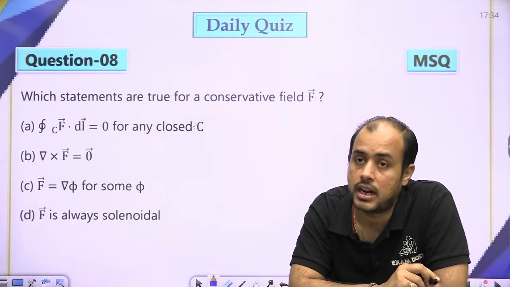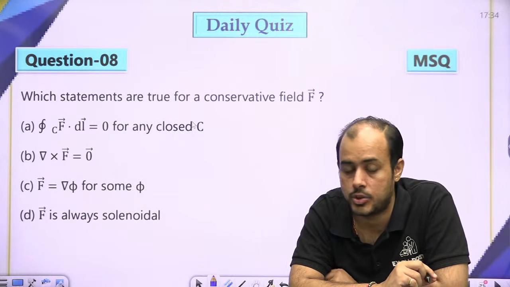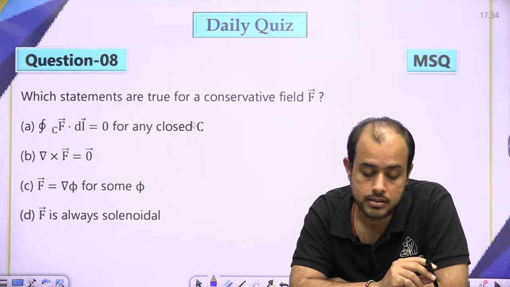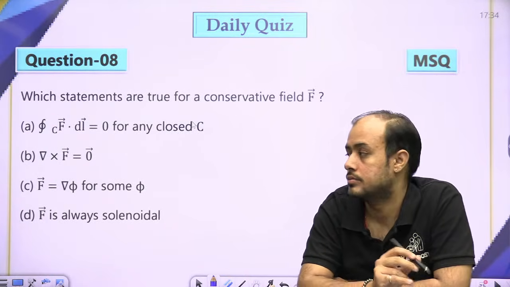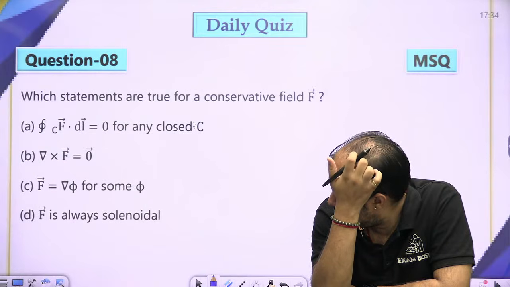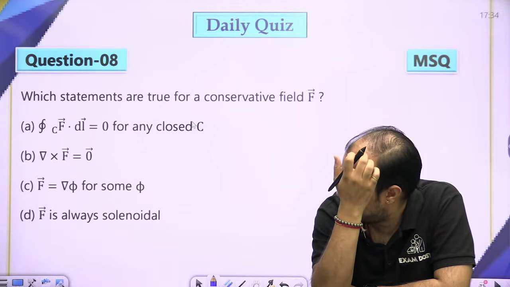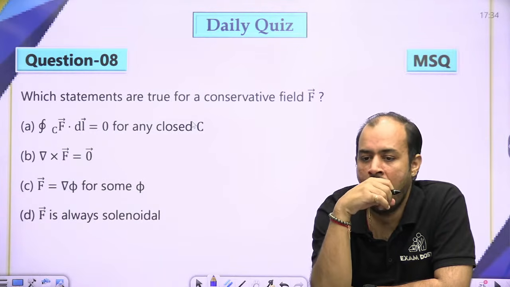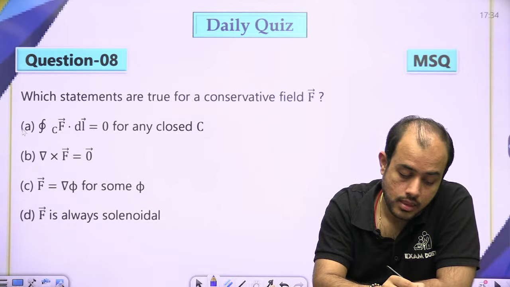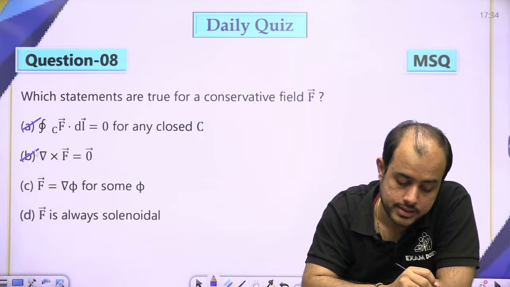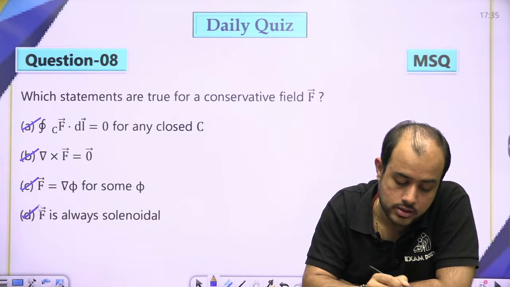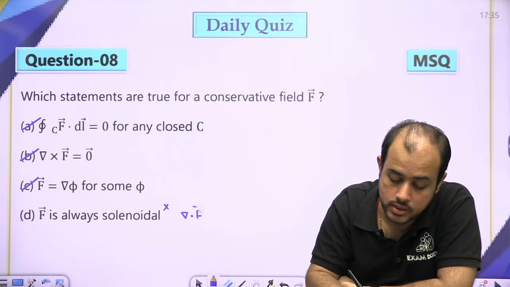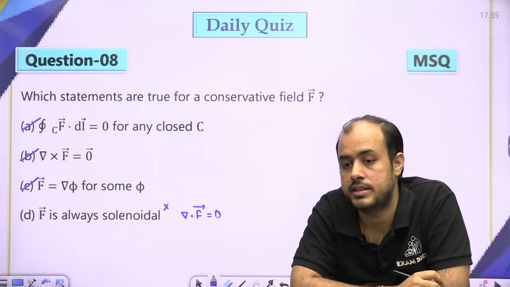Now which statements are true for a conservative field? This is an MSQ. Which statements are correct for a conservative field? Closed curve line integration is 0, curl is 0, f is gradient, always solenoidal. No, solenoidal means divergence is 0, so that is wrong. A, B, C will come.